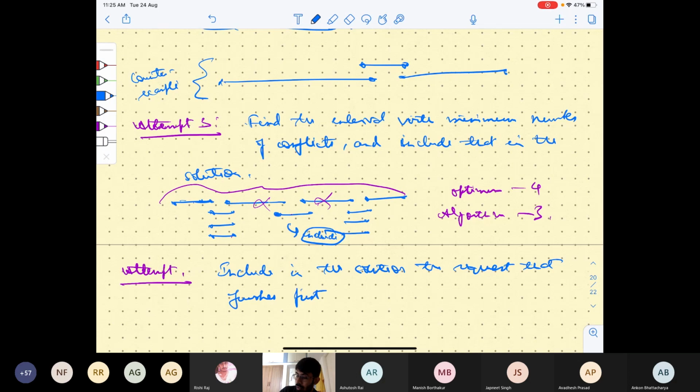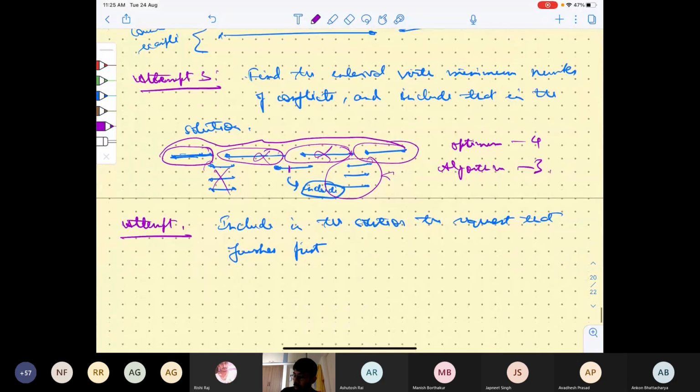Okay. So here, this will include this one first. Then, okay, these cannot be included anymore, so they will get deleted. Then it will include this one. Then this cannot be included. Then it will include this one because this finishes first among the remaining, cannot be included. Then it will include this one. So it will work for the previous example.